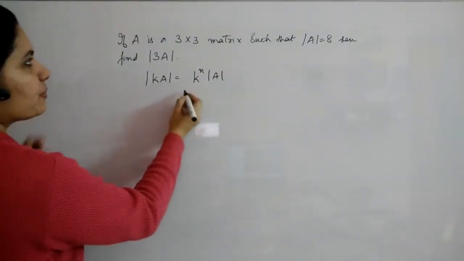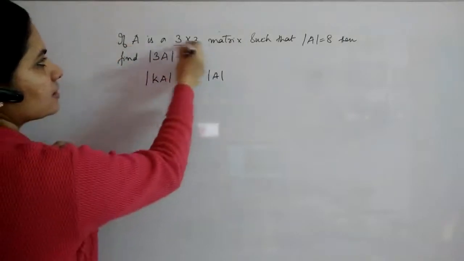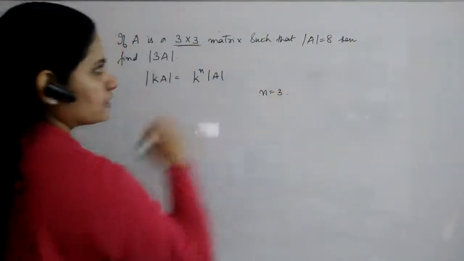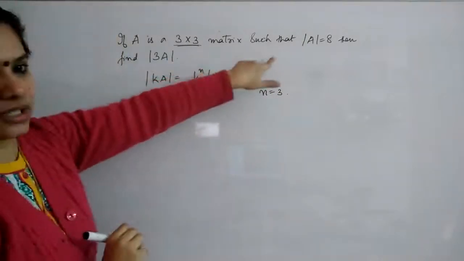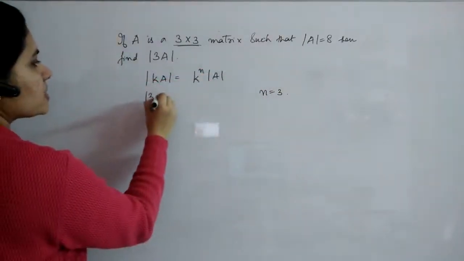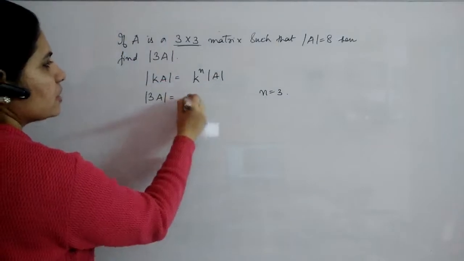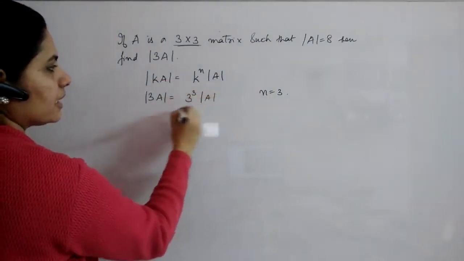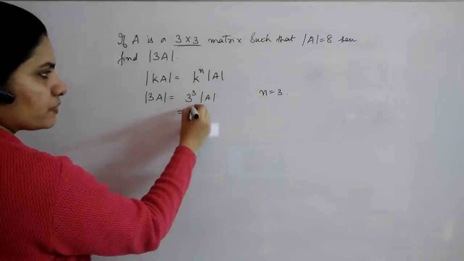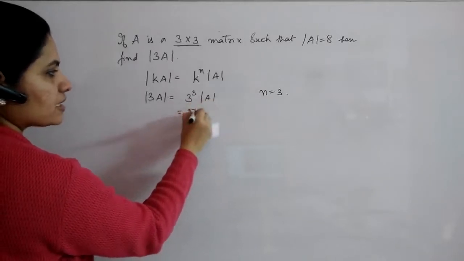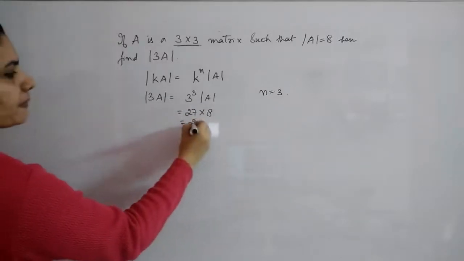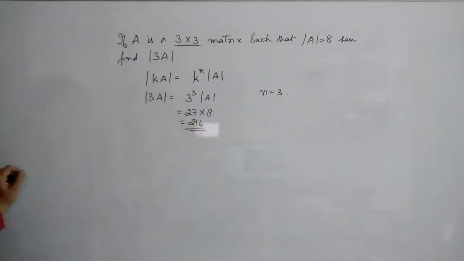Using this property, since here A is a matrix of order 3, n is 3 and determinant A is already given. So you can apply: determinant of 3A is equal to 3 raised to n, which is also 3 here, into determinant A. That gives 3 into 3 into 3, which is 27, into 8. How much are you getting? 216.